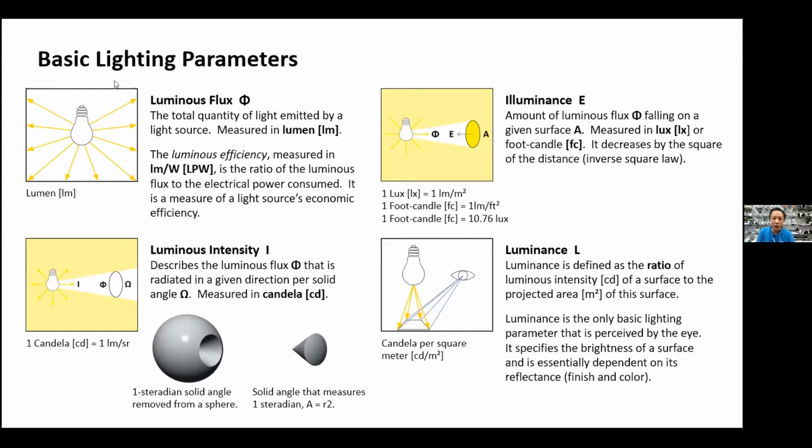Luminance is the only basic lighting parameter that is perceived by the eye. All the others are mathematical. It specifies the brightness of a surface and is essentially dependent on its reflectance, finish or color. So pag darker, nag-absorb siya. So pag lighter yung color, mas nagre-radiate siya ng candela. So sa mata mo, mas mataas ang luminance niya. So ito lang yung parameter sa lighting dependent sa human perspective. All the others are mathematical.